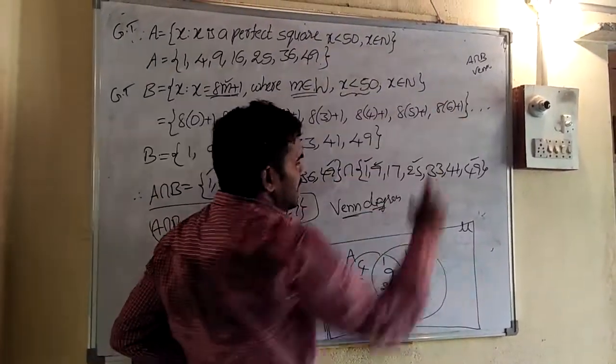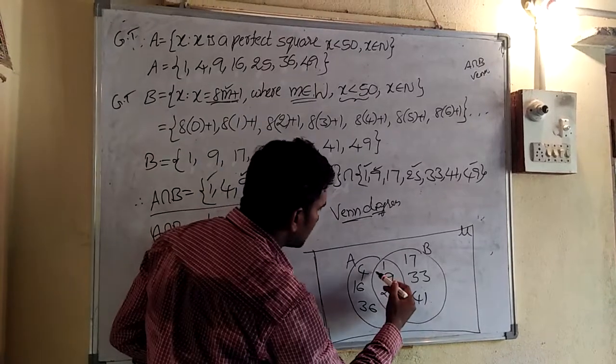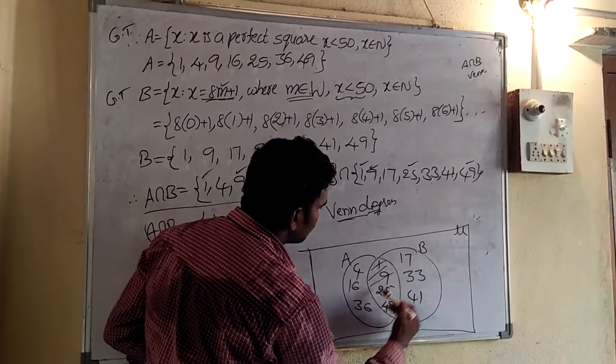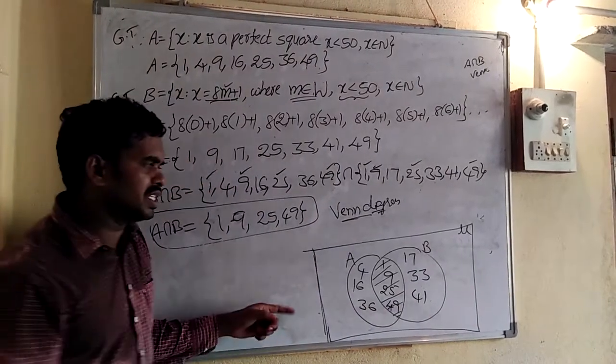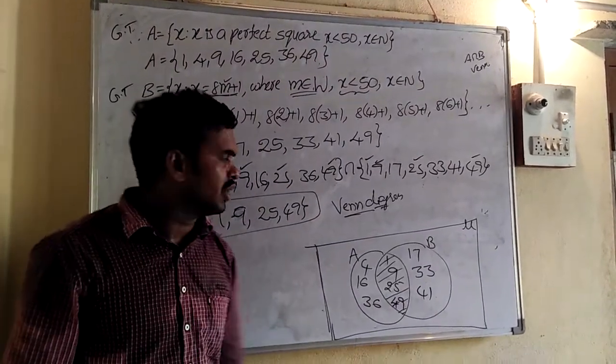It asks for A intersection B, so we have to shade A intersection B. Okay? Using a pencil, draw this diagram very neatly. You will get full marks.